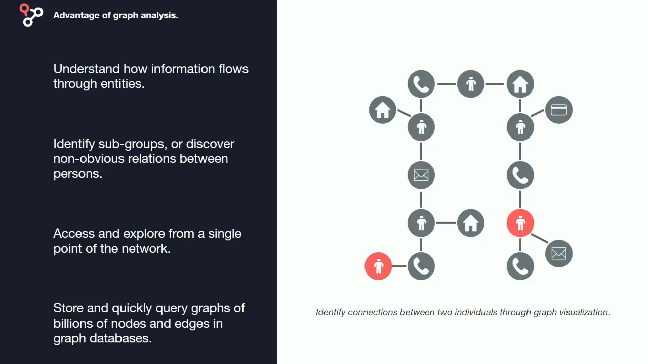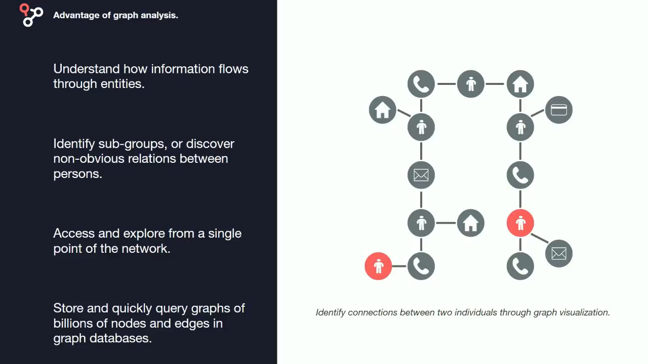And it can lead to discovering non-obvious relationships between people that, for example, were at the same place and both contacted a specific phone number. Or, as shown on the right picture, people that are connected but through several intermediate nodes. So a graph approach allows you to access and explore from a single point of the network. And on top of that, graph databases easily handle big volumes, and heterogeneous data can be integrated in a unique graph model. So you can query graphs of billions of nodes and edges with today's technology.